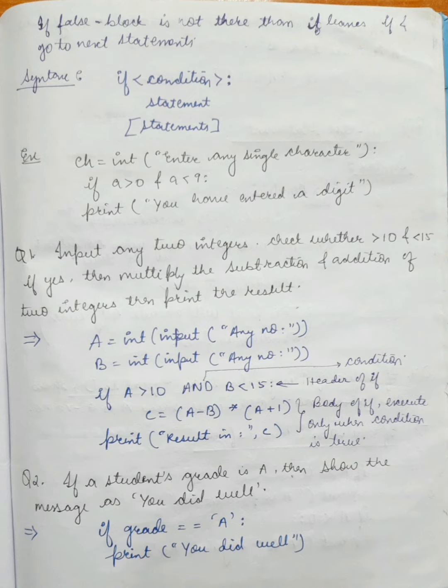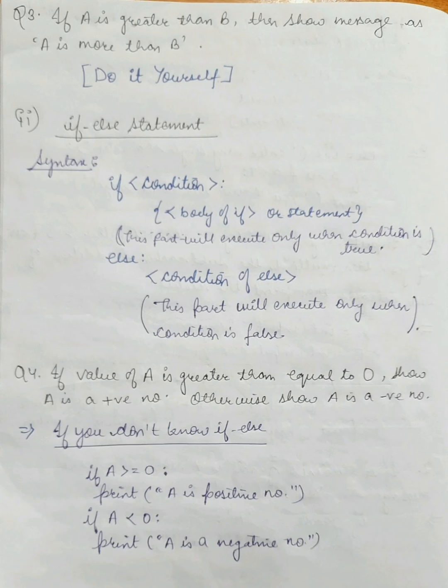Here, if grade is equals to A. Here, equals to is for comparison, to check whether it is equal or not. So print "you did well" if grade is equal to A. Question 3: if A is greater than B, then show the message "A is more than B." You can do it by yourself. It is the same as question 2.